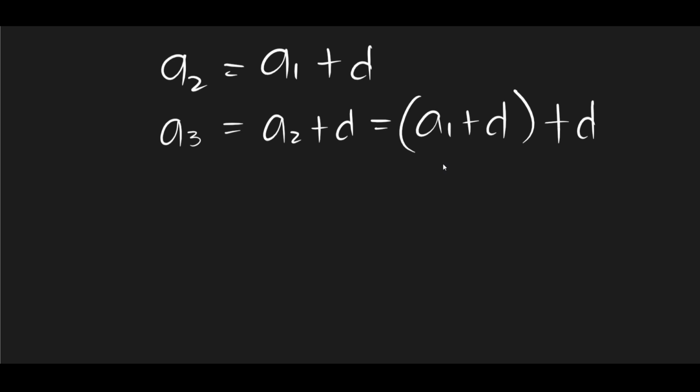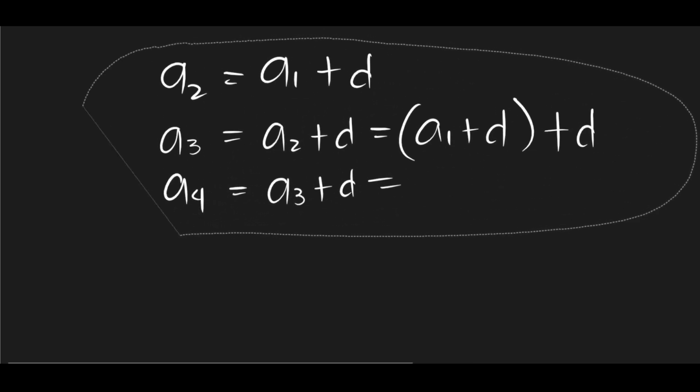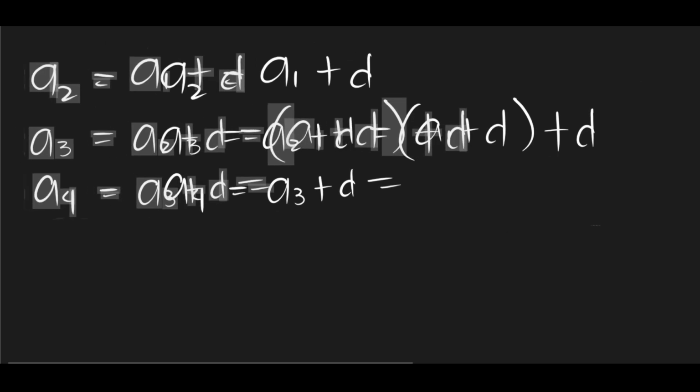So a2 is equal to a1 plus d, so we have it right here, and then we add another d, right? Okay, so let's say we want to find a4. a4 is a3 plus d. So what is a3? We actually have to simplify it. Let's move it a bit to the left because we're running out of space here.